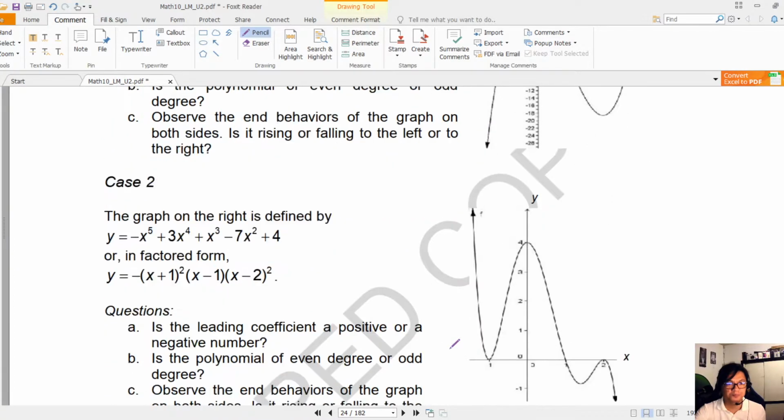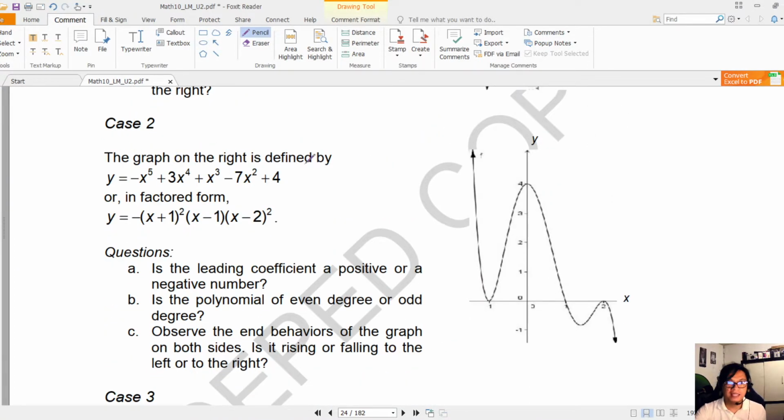Case number 2. The graph on the right is defined by y is equal to negative x to the 5th power plus 3x to the 4th plus x cubed minus 7x squared plus 4, or in factored form, ito. Question: is the leading coefficient a positive or a negative number? The leading coefficient is negative, negative 1. Is the polynomial of even degree or odd degree? The answer is odd.